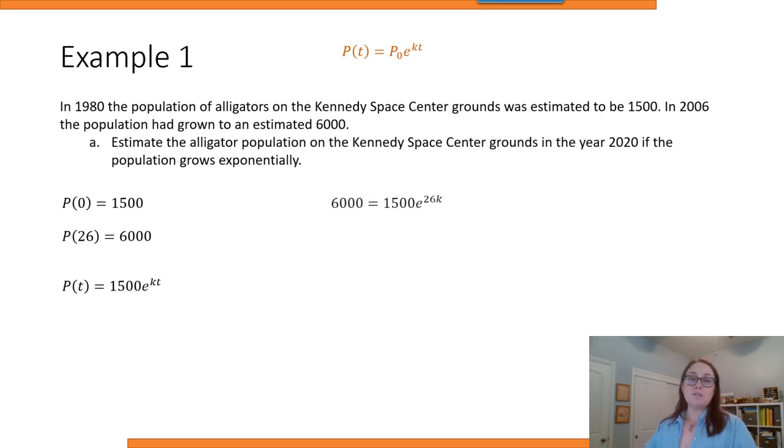So that's exactly what I'm going to do here. I'll plug in the 6,000 for P of t and 26 for t. And then I'm going to solve this equation to find k. So to solve this, I'm going to divide by 1500. So 6,000 divided by 1500 gives me 4 on the left side is equal to e to the 26k.